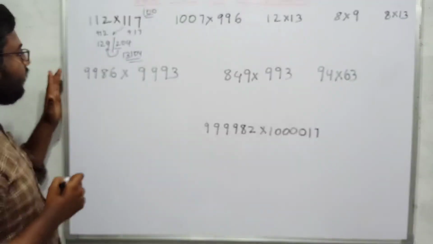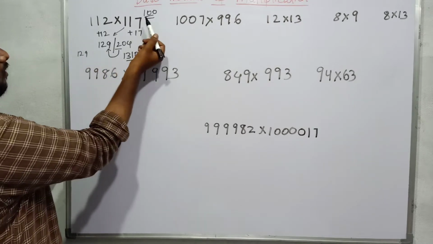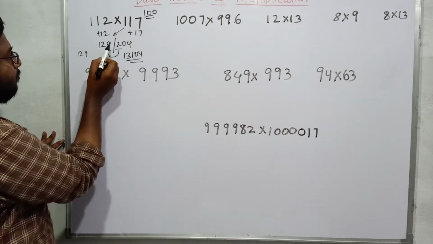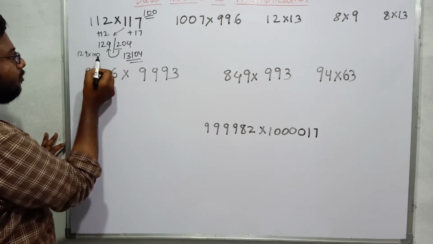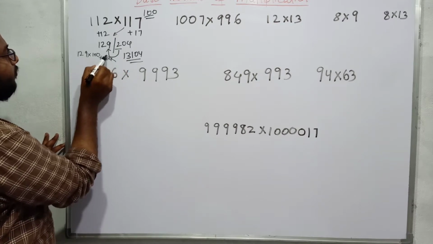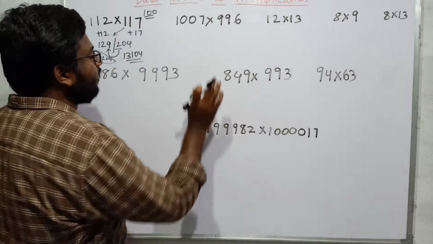If you don't have clarity, no problem, go like this. 129, since it is calculated on base 100, this many hundreds are there here, that means 129 into 100, I can remove the slash now, plus 204. If you calculate this result, then you will get 13104 only. So let us see this.